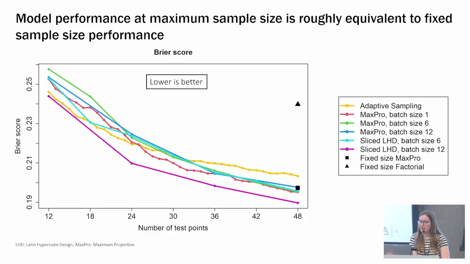I also included a fixed size maximum projection design of size 48, which is the black square on the plot. And from that square, we can see that our fixed size design performs about the same as all of the sequential designs do at the same test size, again, 48. This may seem not very exciting, but it's actually a very good thing. Because if you remember, I said for a fixed size experiment, we can jointly optimize everything at the same time, so we are guaranteed to get the best possible design of size 48 with this fixed size design. So being able to get the same sort of results for a sequential experiment is a really good thing.